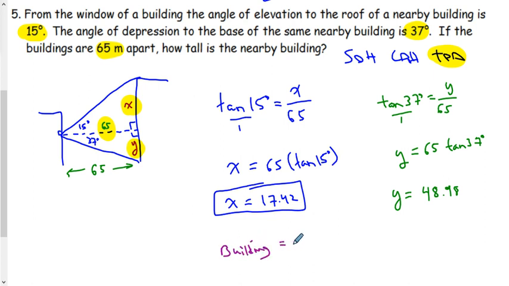So the building is going to be 17.42 plus 48.98. So that's 66. Let's round off to 1 decimal place at the end here, 66.4, and that's got to be in meters. Meters. So 66.4 meters rounded to 1 decimal place.